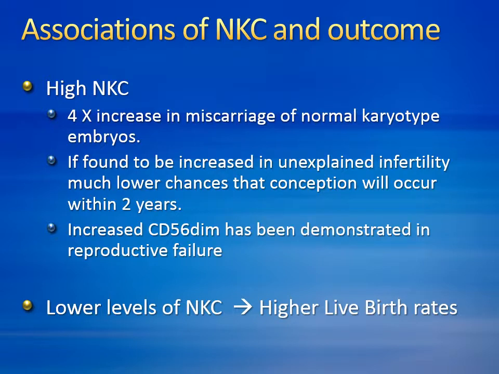So what do we know about the associations of natural killer cells and outcome? Well, what studies have shown us is that if you identify patients with high natural killer cells, these patients have a 4 times higher likelihood that they had a miscarriage with a normal karyotype embryo. In cases of unexplained infertility, the identification that killer cells are increased carries a much lower chance that that patient is simply going to fall pregnant. And conversely, lower levels of natural killer cells are associated with higher live birth rates.